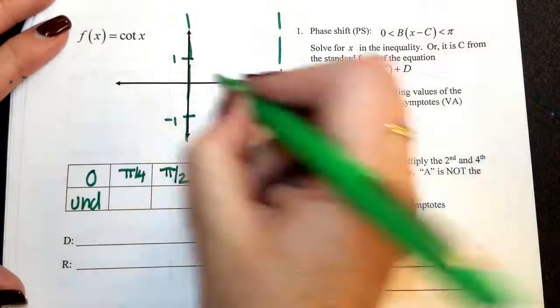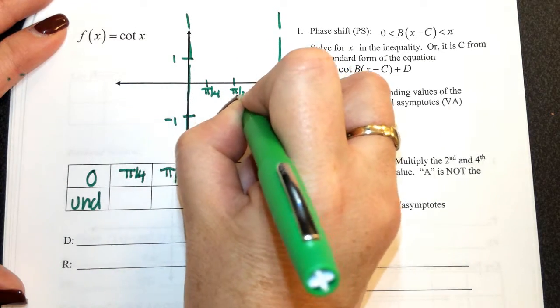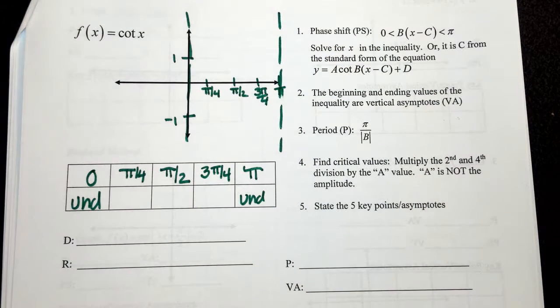So the divisions along the x-axis will be pi over 4, pi over 2, and 3 pi over 4. So now, going back to your unit circle, what is the cotangent of pi over 4? Well, what's the tangent of pi over 4? You're in quadrant 1, so it's positive. So the tangent of pi over 4 is 1, so then what's the cotangent of pi over 4 going to be? 1.